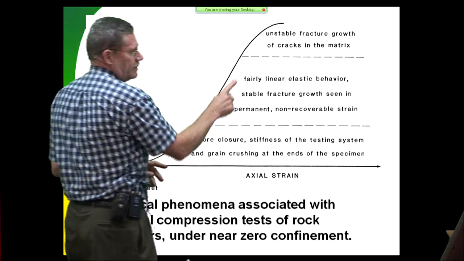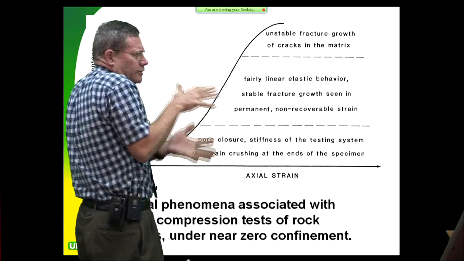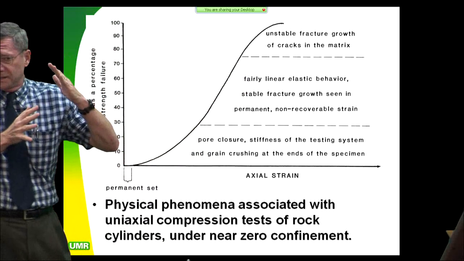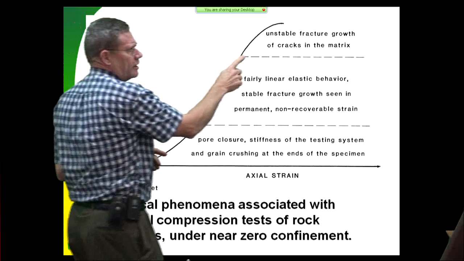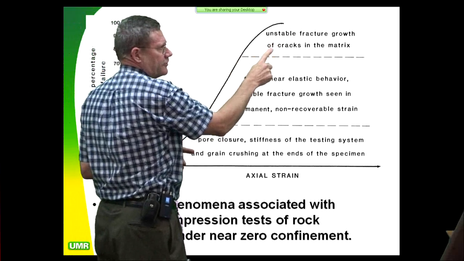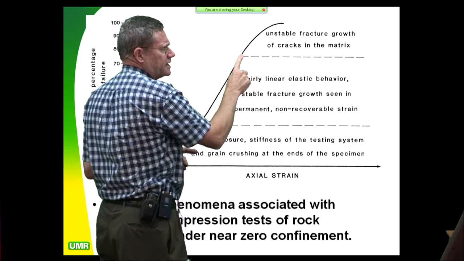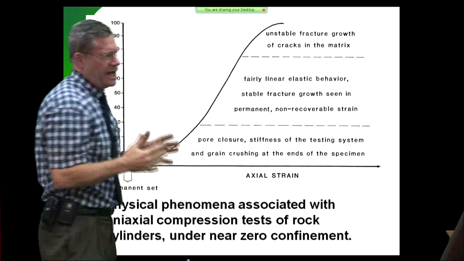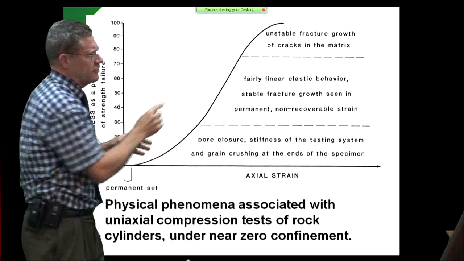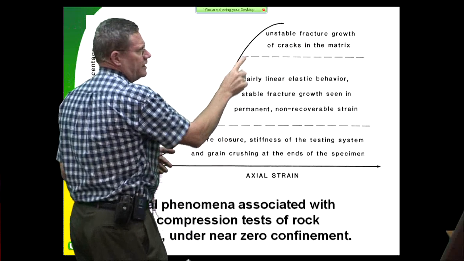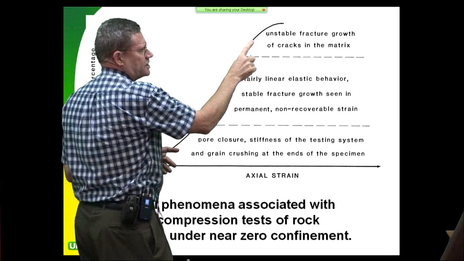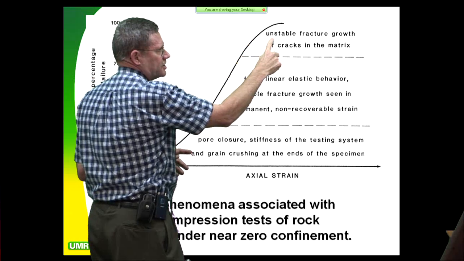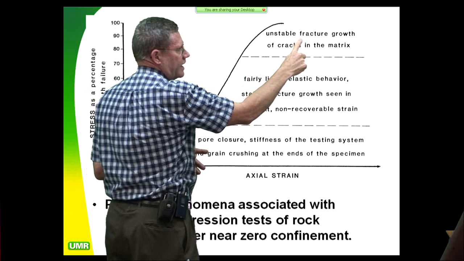Now, if I really load it, if I get some high load concentration, you've got to be careful about that, especially when you get out near a big free face. When you get up here, you get unstable fracture growth of cracks in the matrix, and this is the danger zone. You get up in that zone, and you're going to have all sorts of creep effects. What does creep mean? That means I bring the load up to here, and I'm getting all kinds of microfissuring, and I stop.